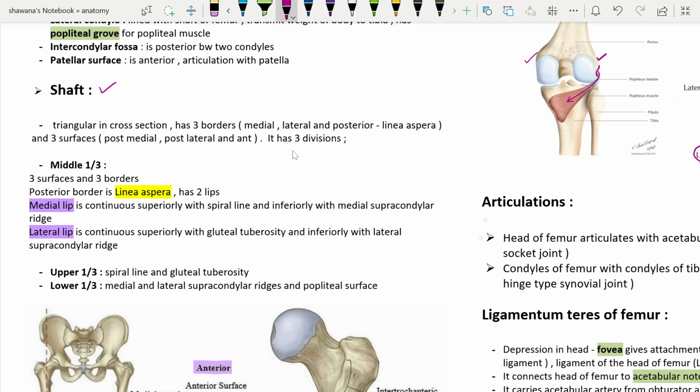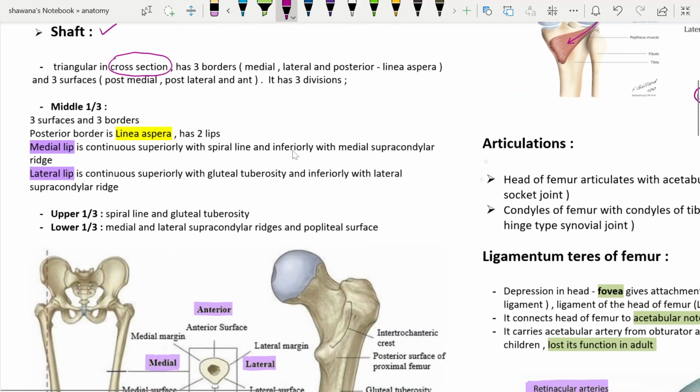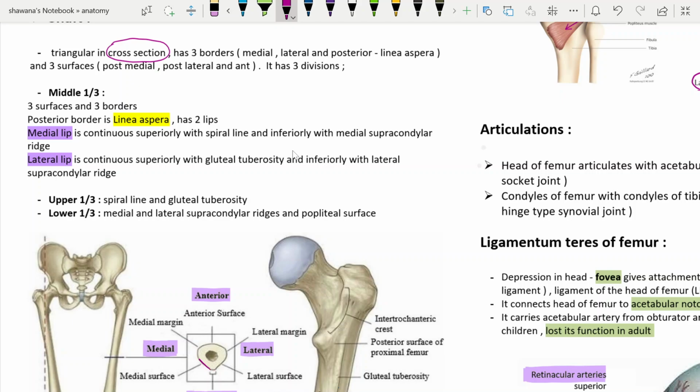The shaft. The shaft in cross section, not in anterior or posterior view, but in cross section, looks like a triangle. This one. This is a triangle, and the triangle consists of borders and surfaces. So it has three borders: the medial border, lateral border, and the anterior border. And the surfaces: posterior medial surface, posterior lateral surface, and the anterior surface.